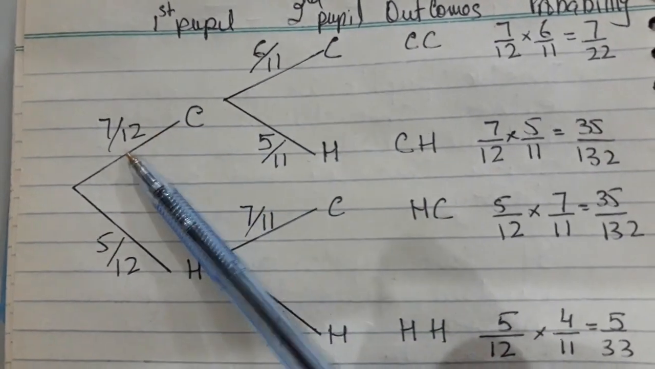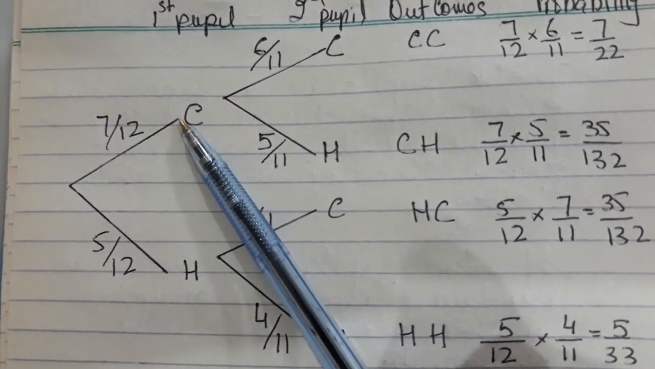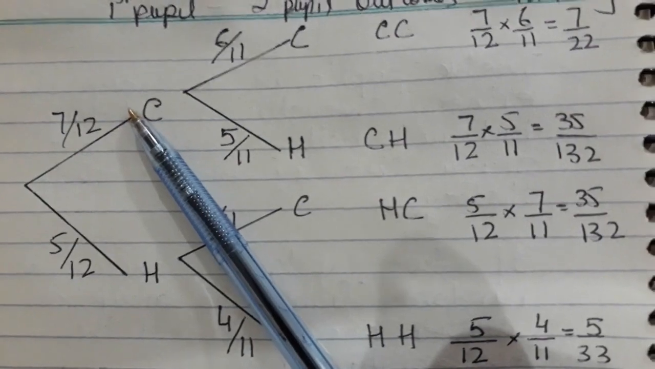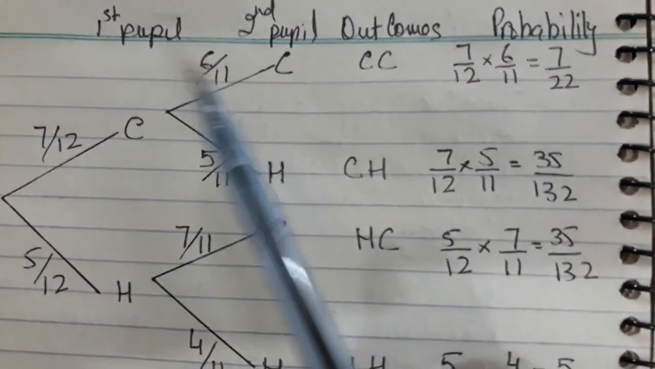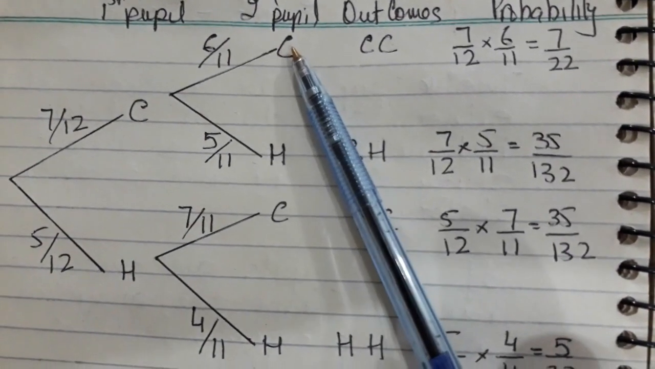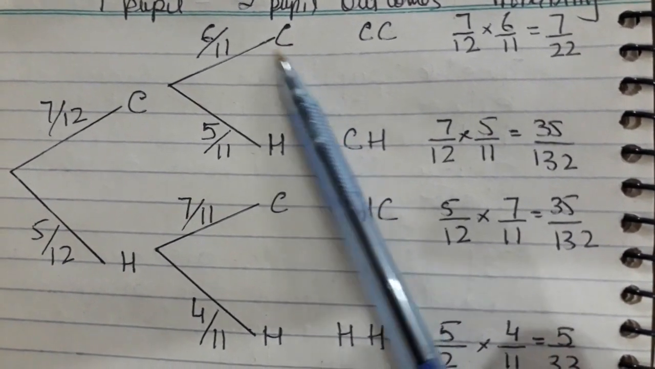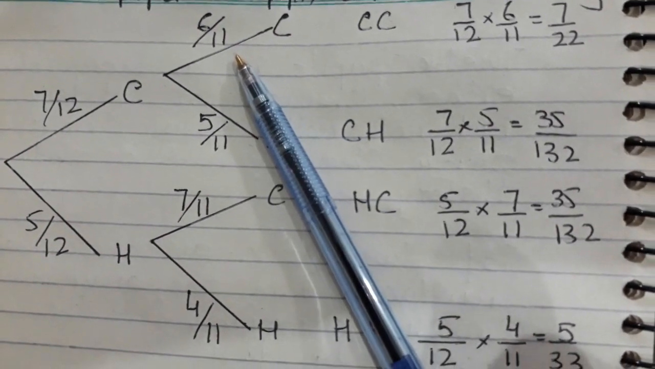But whether the numerator will change or not depends on what was selected the first time. So for example, the first time the student picked up was chemistry. So definitely one chemistry is short. So now there are 6 chemistry students in the class of 11. So the second time the probability that you pick up a chemistry student is 6 out of 11.